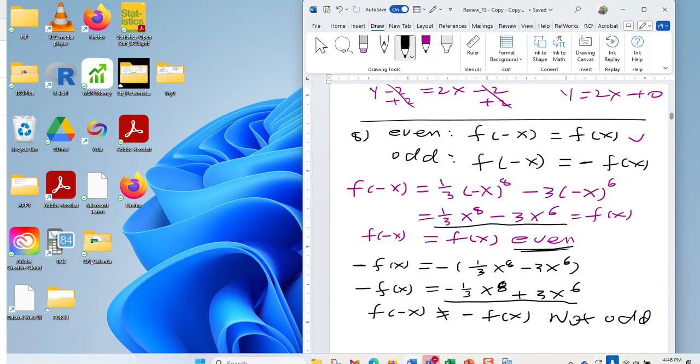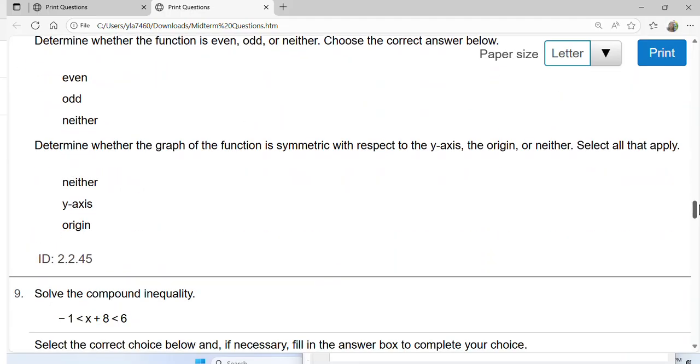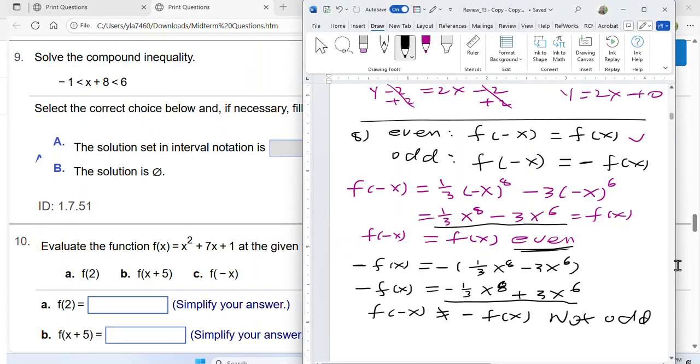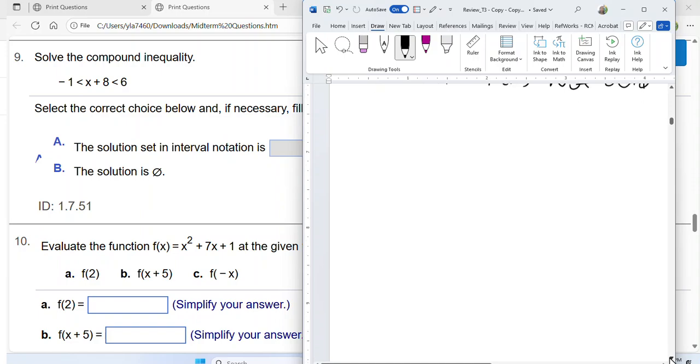All right, so number 9, solve this compound inequality. This one should be pretty straightforward. As I said earlier, if you want to solve this kind of inequality, you want to do them all together. Don't separate them, because if you want to write down an interval notation, it will be easier that way. So how do I solve this one?